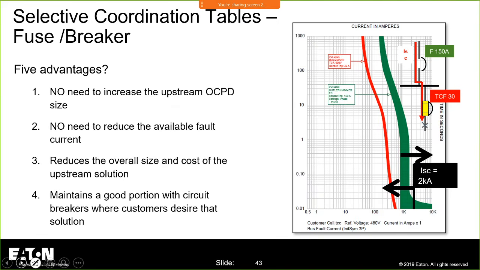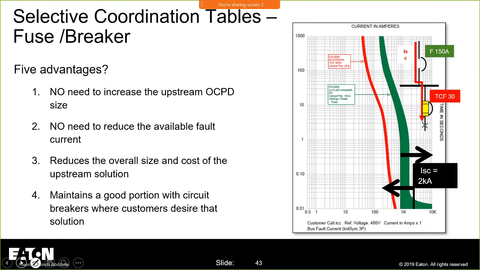So the message there is design tip number 2: consider a healthy mix of overcurrent devices in your power distribution system design. It can help decrease incident energy, increase reliability, and give you the best of both worlds in many applications, and bail you out of a problem should you have missed the selective coordination requirements up front.